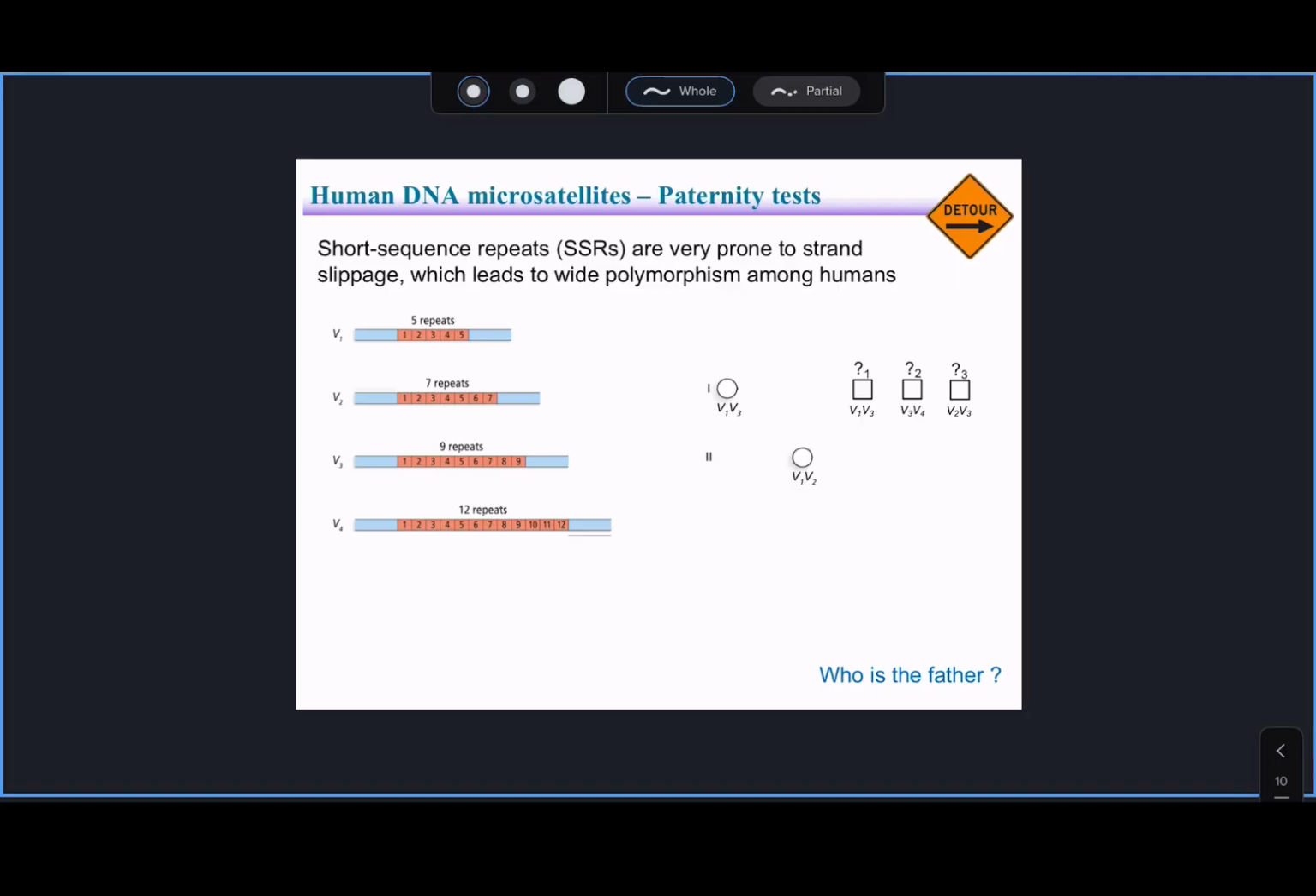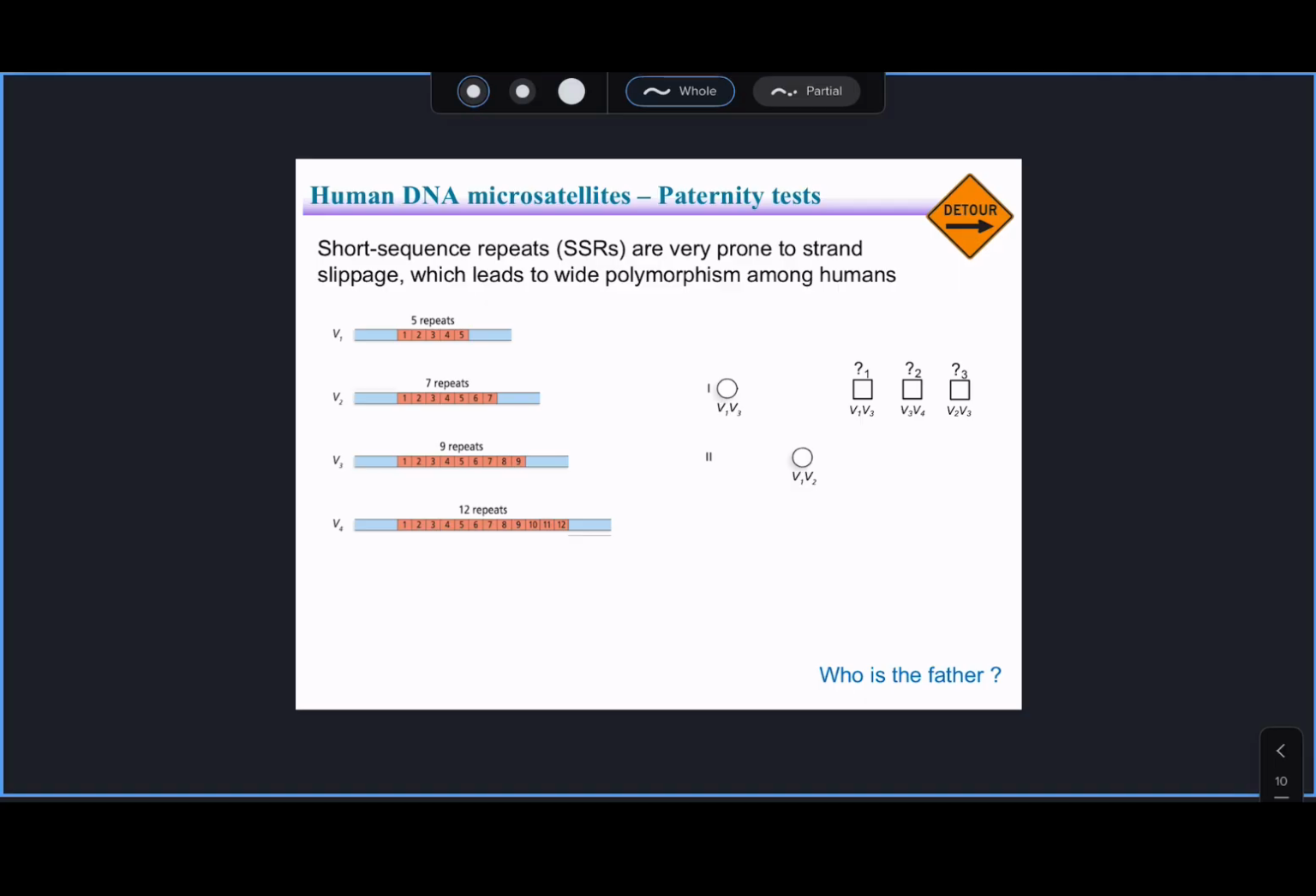Well, mom could have passed down 1 or 3, and child has 1 and 2. So did mom pass 3? No. What did mom pass? 1. So mom passed 1. The child must have gotten 2 from dad. So now we go among these guys, blood test, see which one of this has V2. And that's how we answer the question. Who's the father? And in this case, who's the father? Number 3.